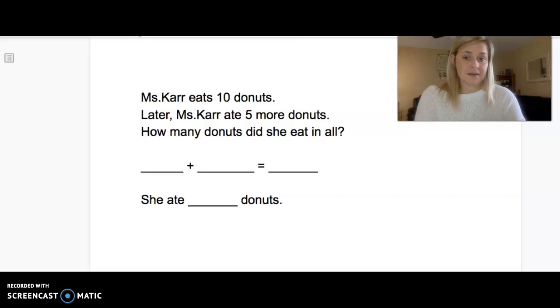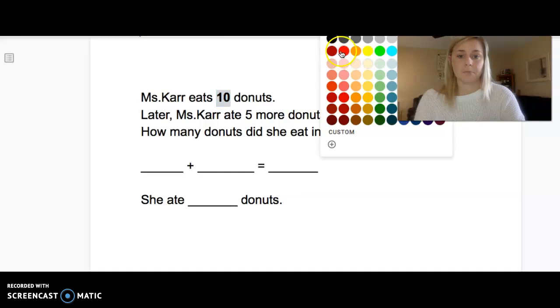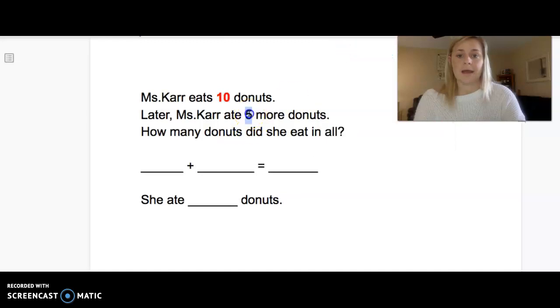In order for me to find this out, I have to identify the two addends. Remember, we talked about addends being the numbers. So what are my two numbers in this equation? I have 10 and I have 5.